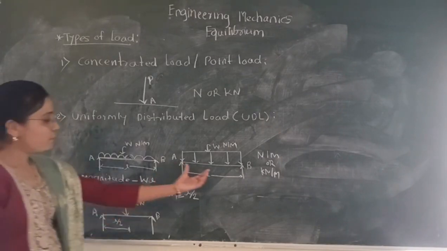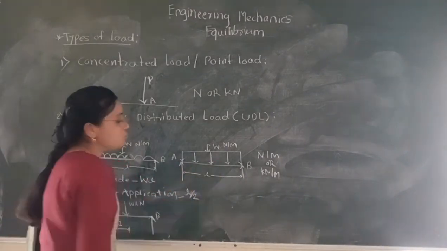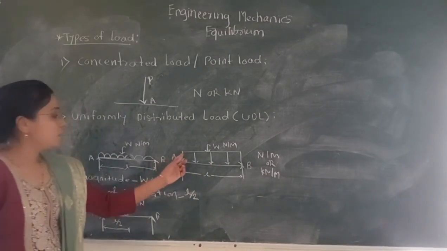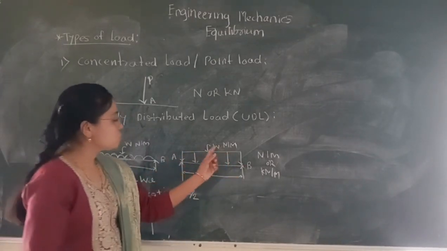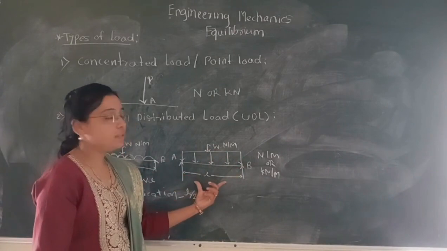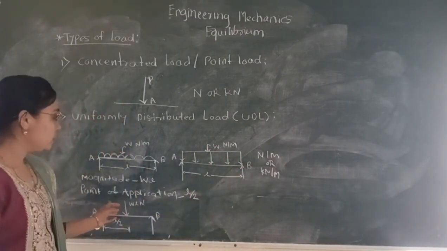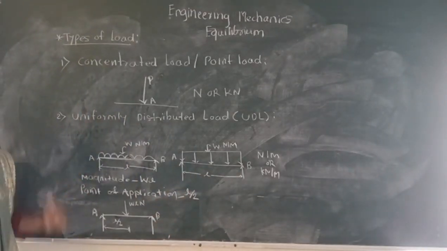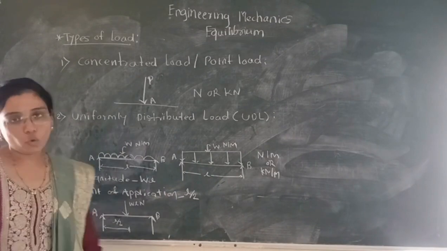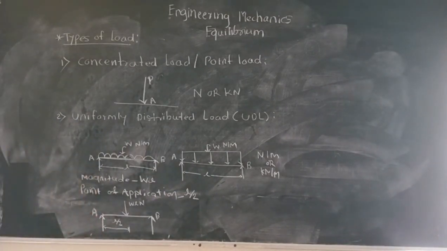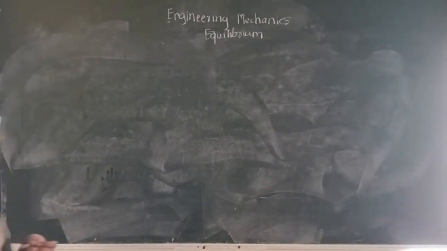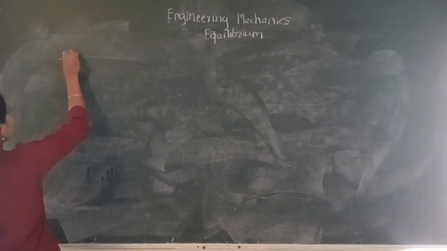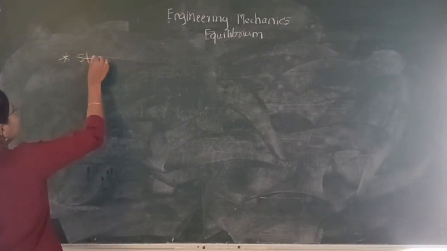Okay. Same procedure will be done for this beam. Take area of this. So W into L will be area. This is a magnitude and will be at a distance of L by 2. So this is uniformly distributed load. Now our next term is statically determinate beam and statically indeterminate beam.